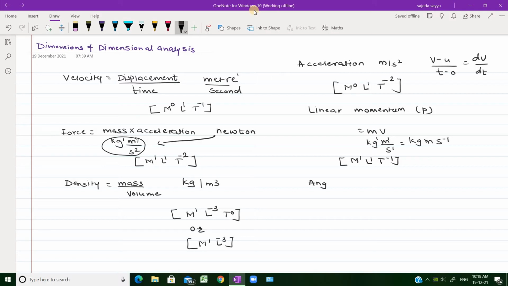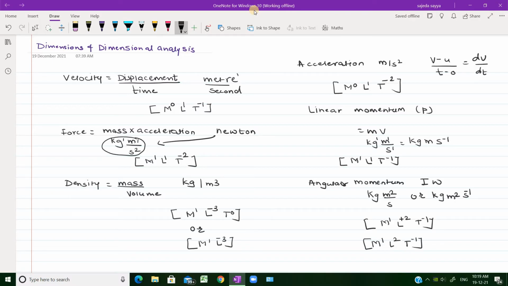Angular momentum. It is I into omega, where I is the moment of inertia. Its SI unit is kg meter square. Omega is expressed in radians per second, but radian itself is a number, so it is only written as per second. Therefore the dimensions of angular momentum are M¹ L raised to plus 2 T raised to -1, that is M¹ L² T⁻¹. They are the dimensions of angular momentum.